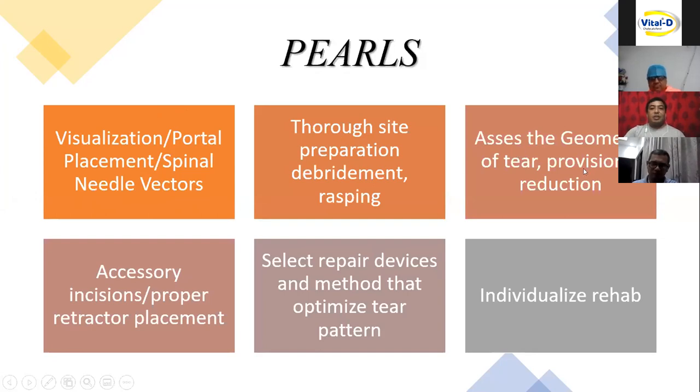Assess the geometry of the tear and provisional reduction prior to implant placement. Then accessory incision and proper retraction, proper port placement also very much properly. Select repair devices and method that optimize the tear pattern. And rehabilitation also individual. Thank you all.